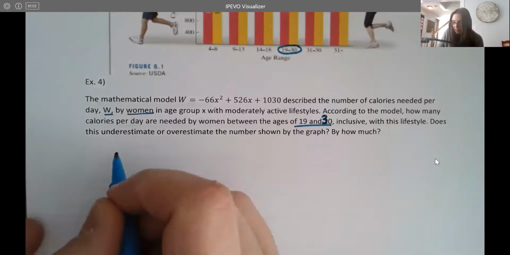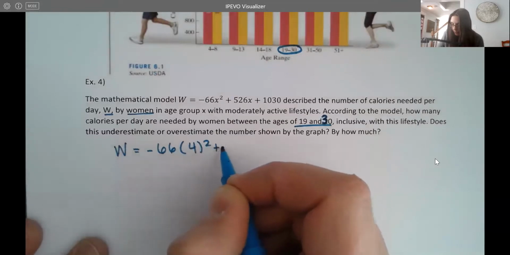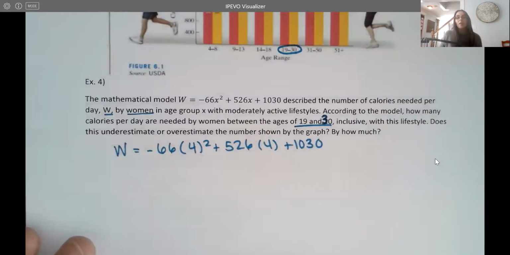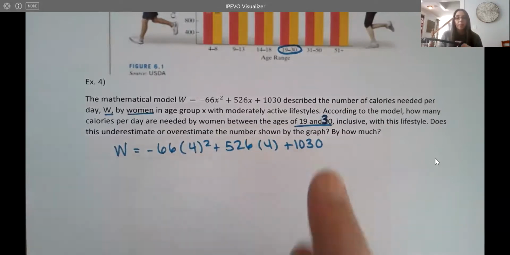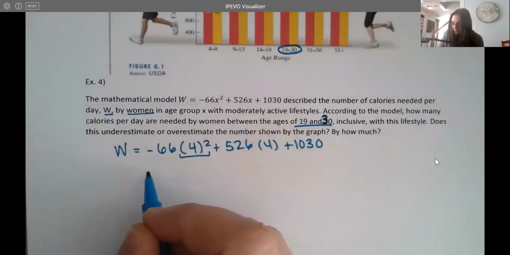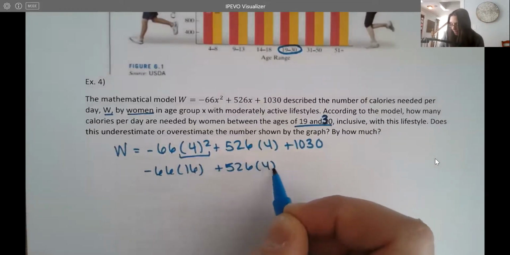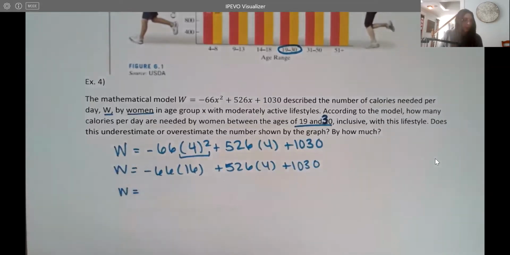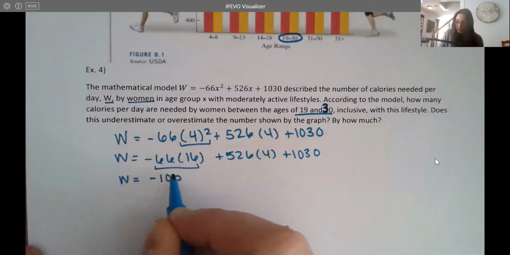So we're going to go ahead and take that formula, and I'm going to replace my x with 4. Now, I'm still evaluating. So I know I have an equal sign here because it's a formula, but we're still evaluating. I plugged a value in. I'm going to use that order of operations to simplify. So I'm going to go ahead and do my exponent first here, which is 16. And then I'm going to go ahead and do my multiplication next. I don't see any division. And I get here, negative 1,056.